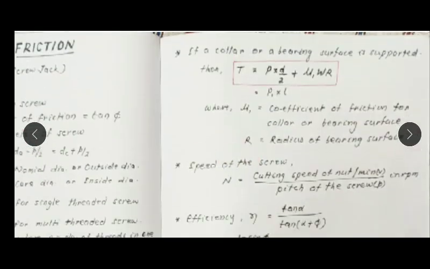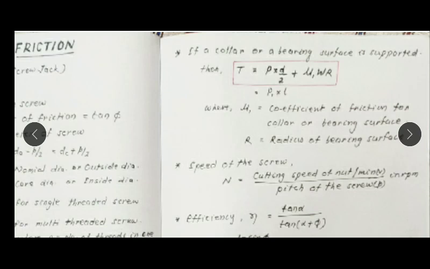Sometimes in the question paper, a collar or bearing surface is supported. In that case, what will be the total torque produced in the screw jack? T equal to P into D by 2 plus mu1 W into R. P into D by 2 is similar to the case of the screw jack, and mu1 equal to coefficient of friction for collar or bearing surface. It will be another coefficient of friction. One is mu and another one is mu1.